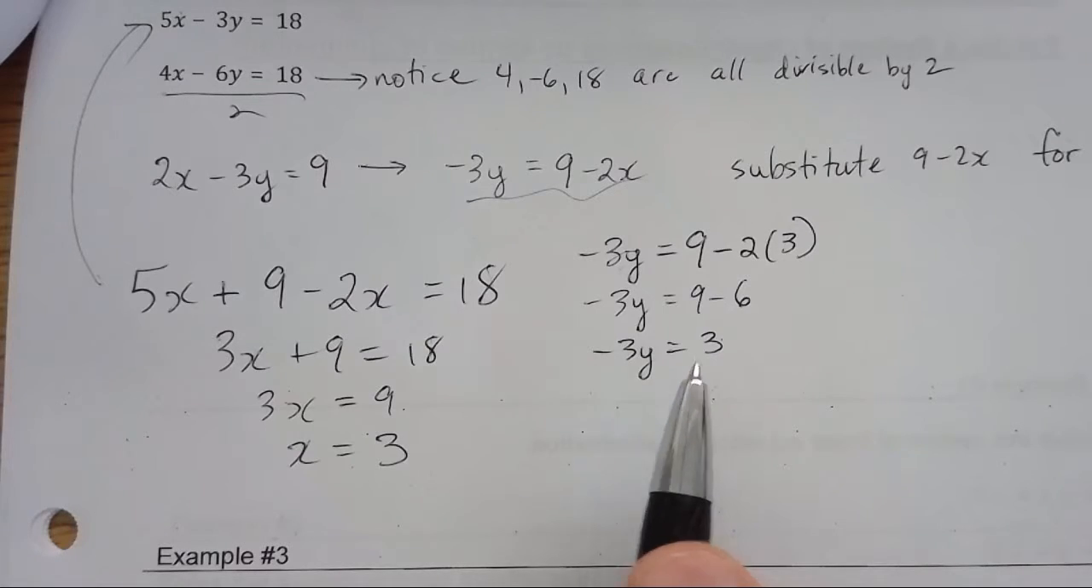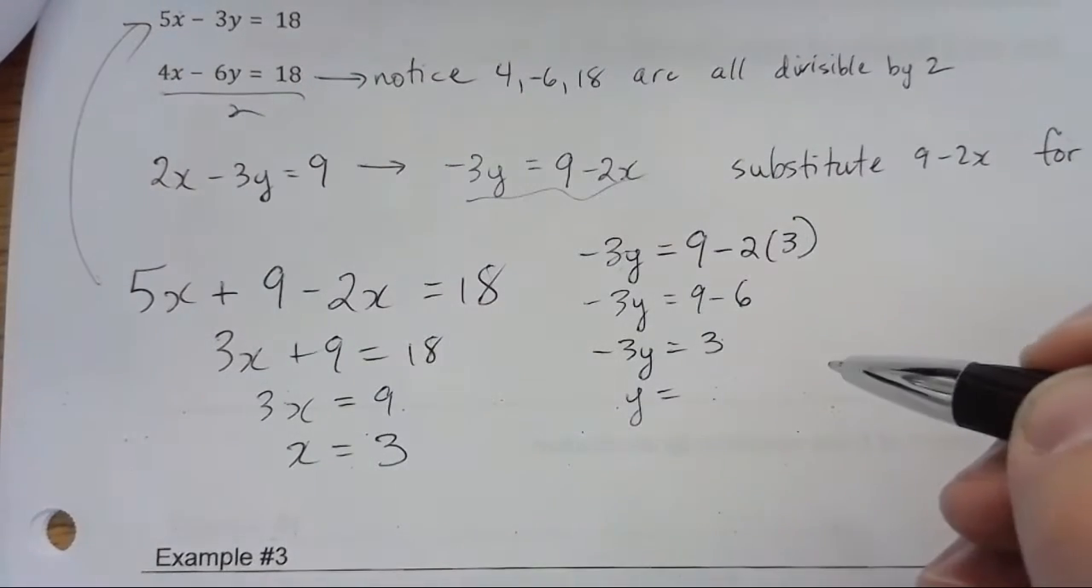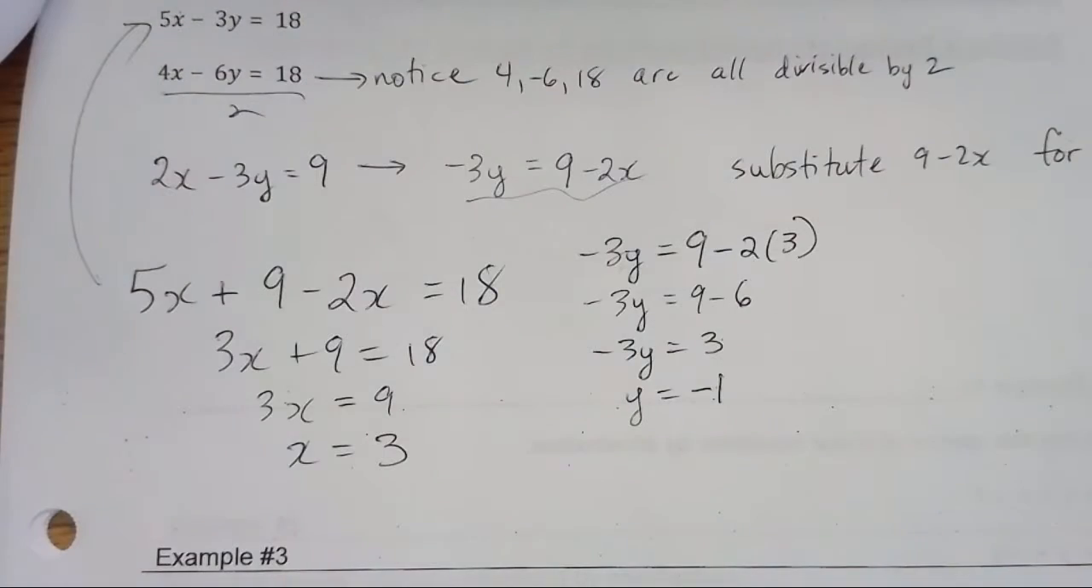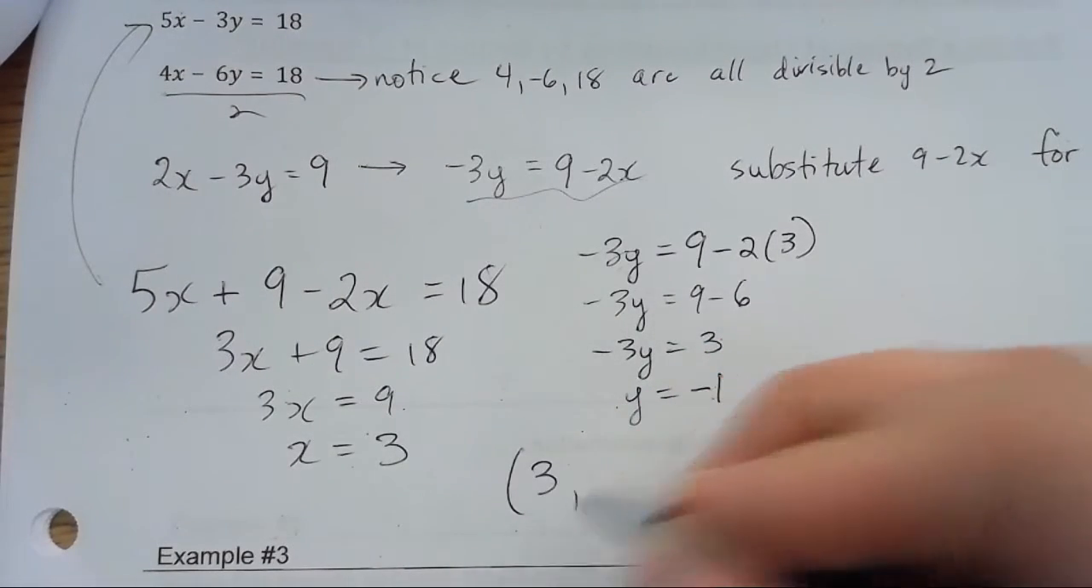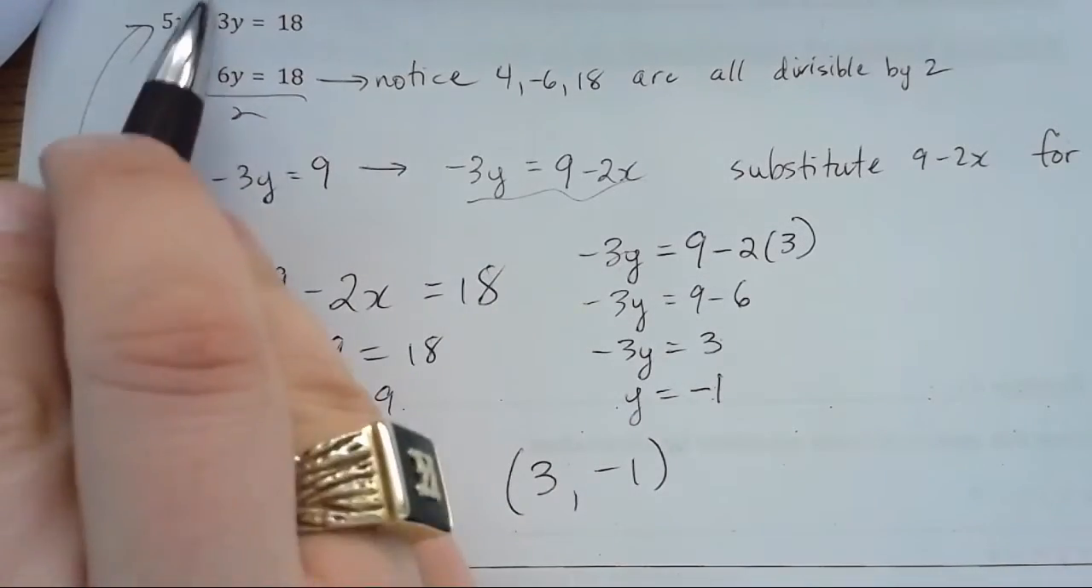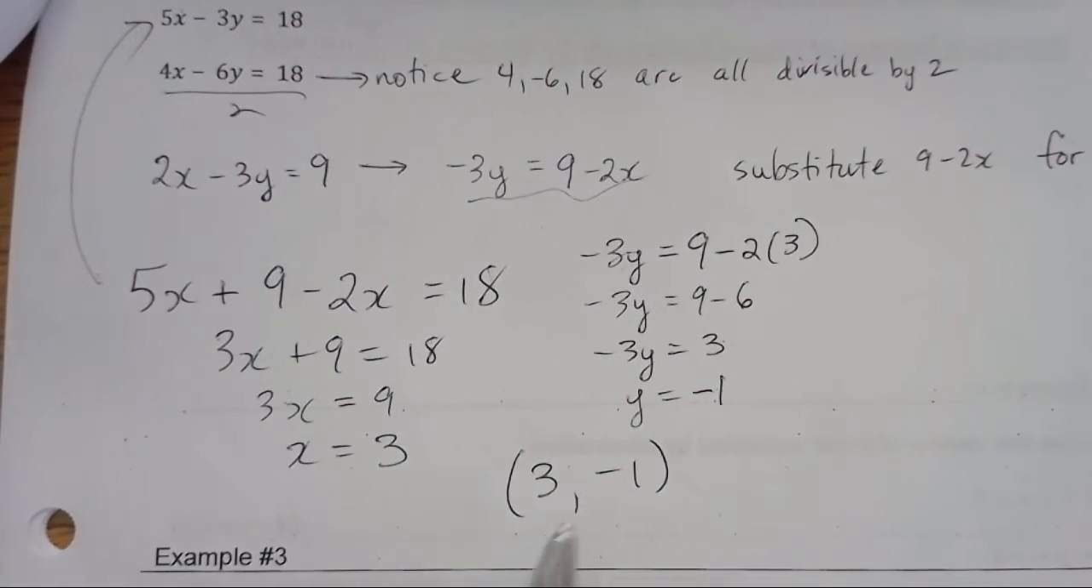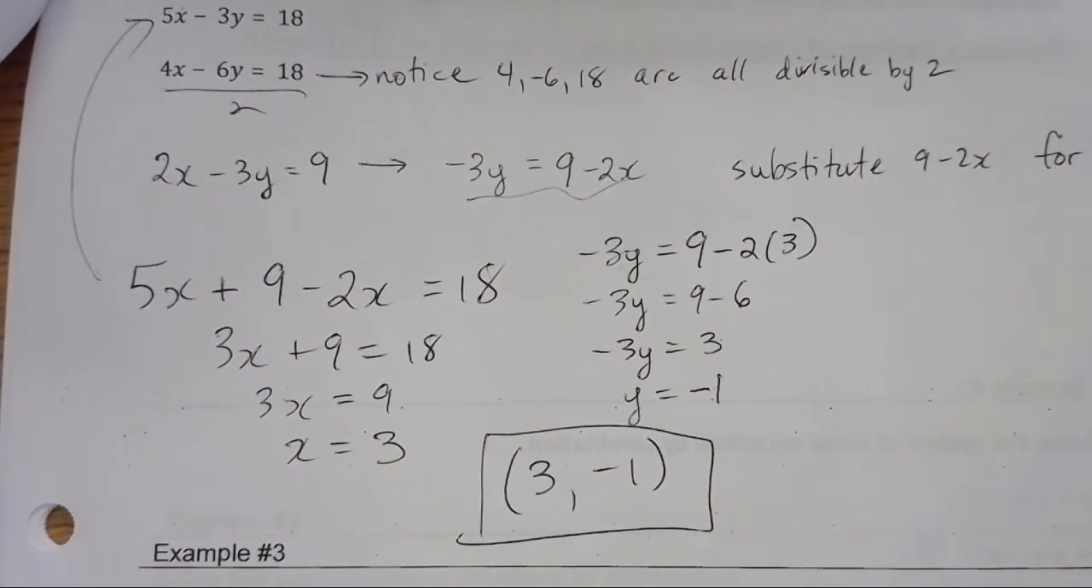By -3. So on this side it becomes 1y, and this side it becomes -1. So that's what I think my solution is. So my solution is 3, -1. If I were to graph those two lines, they should meet there on the grid. But I did this algebraically. I don't have a picture to look at, so I want to check my answer.